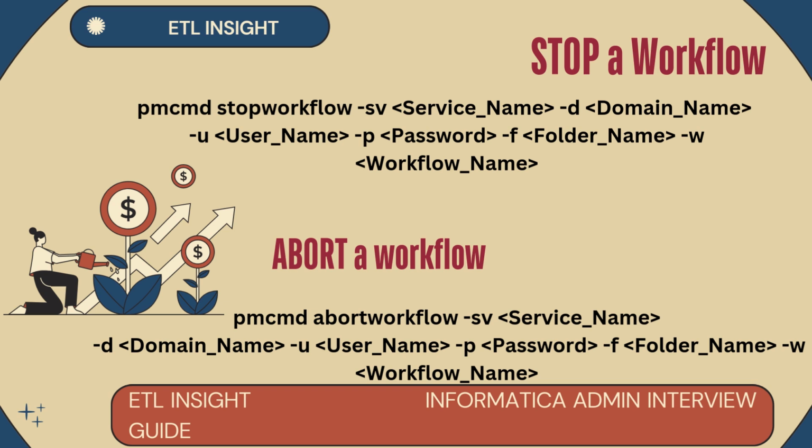Next command is to stop a workflow. pmcmd stopworkflow -sv <service name> -d <domain name> -u <username> -p <password> -f <folder name> -w <workflow name>. This will stop a workflow. All these kinds of activities we can do directly on the UI as well by right clicking and getting all these options, but sometimes it needs to be done from the Unix or the Windows perspective. So we are discussing these commands, and it is important for an admin to know them.